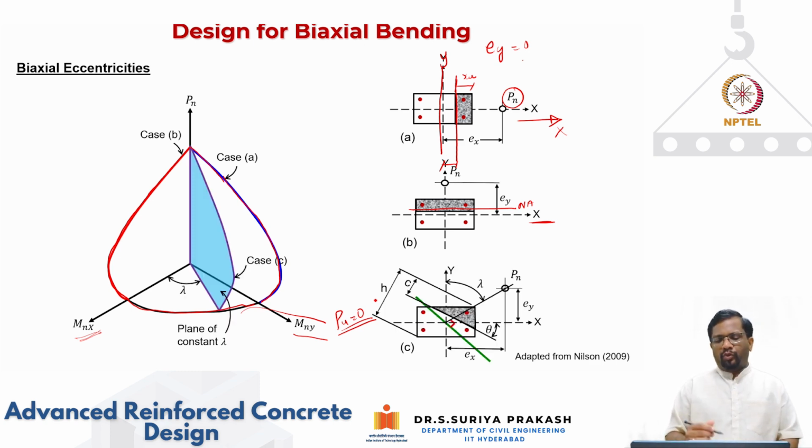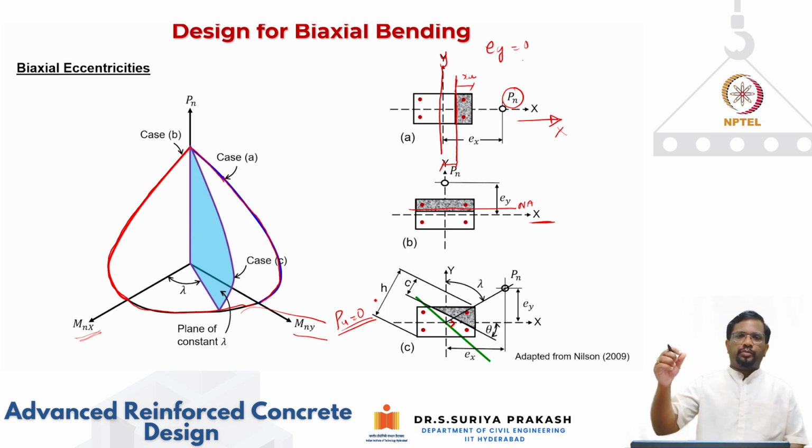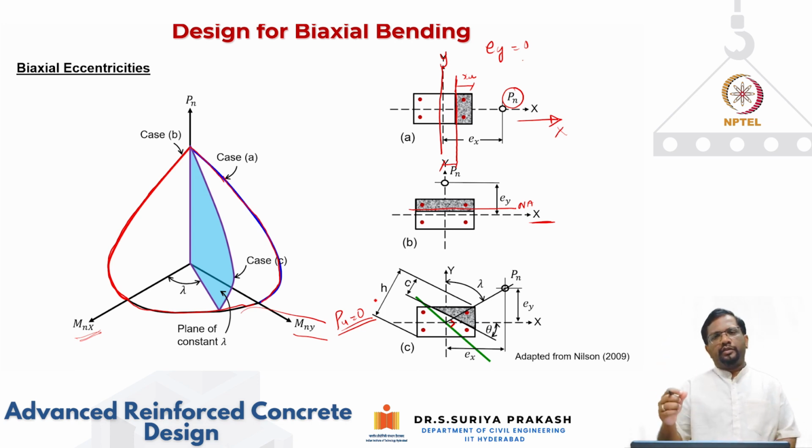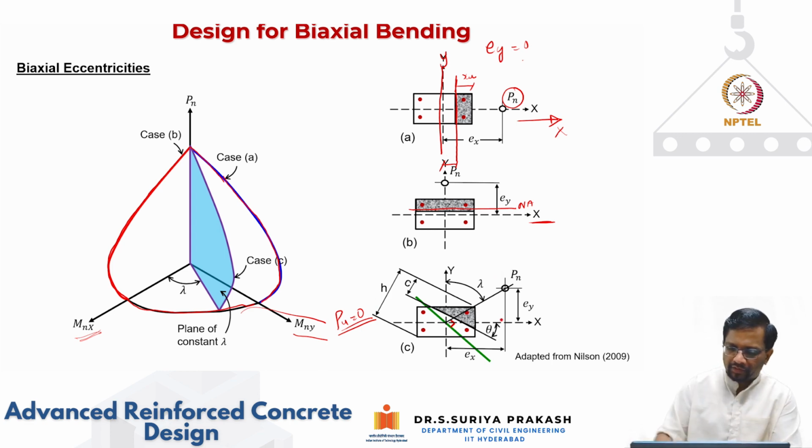Now, a more generic case would be when your axial compression is at an eccentricity with respect to both the x and y axes. In this case, this is your axial compression location. It has an eccentricity of EY with respect to the x axis, and an eccentricity of EX with respect to the y axis.